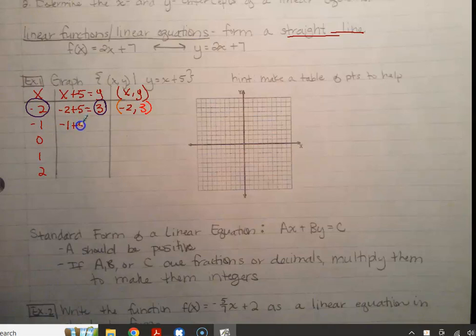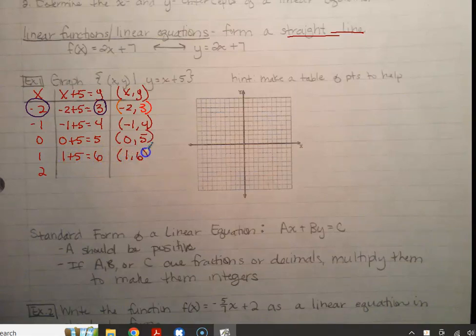So we got -1 plus 5 equals 4. So my ordered pair is -1, comma 4. 0, so 0 plus 5 equals 5. My ordered pair is 0, comma 5. We're going to use 1. So 1 plus 5 equals 6. My ordered pair is 1, comma 6. And we're using 2 for x. So 2 plus 5 equals 7. My ordered pair is 2, comma 7.